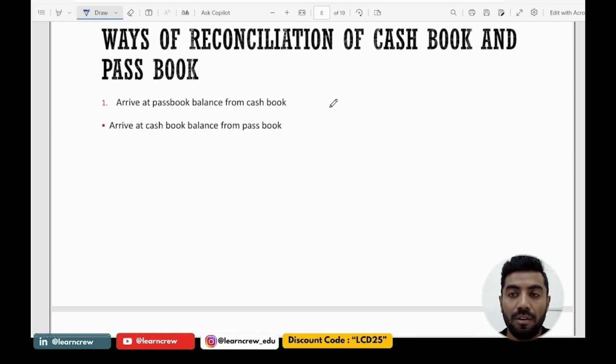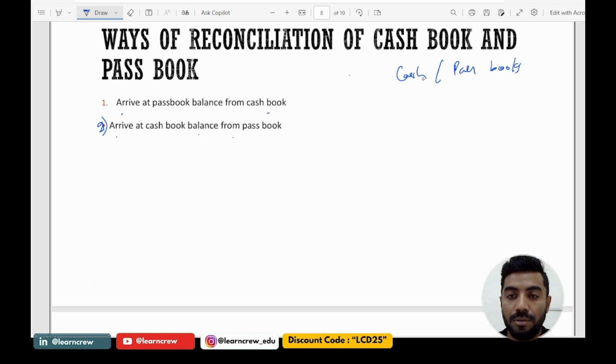Ways of reconciling cash book and pass book. What are the different ways? The first step. See, sometimes in the question, both cash book balance and the pass book balance will be given. Okay. Either you can start and arrive at the pass book balance from cash book, or arrive at cash book balance from pass book. Okay. Either of the balances you can choose. You can choose either cash book balance or pass book balance.